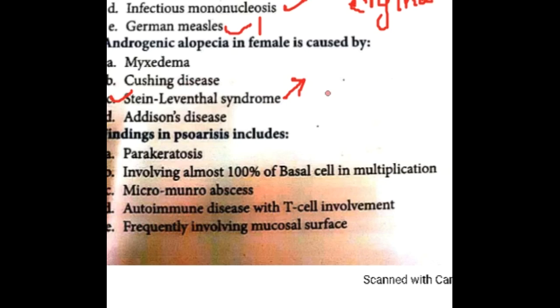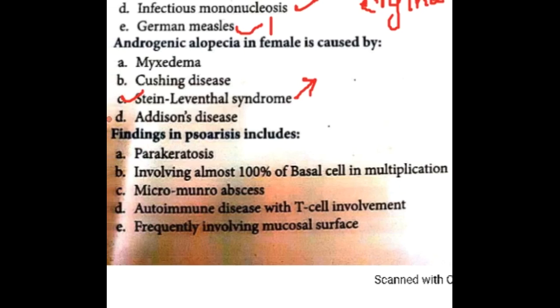Then next question. Findings in psoriasis include parakeratosis and Munro's microabscesses. It is an autoimmune disease with T cell involvement. 100% of basal cells in multiplication are involved here. Frequently involves mucosal surface: false. Mainly psoriasis involves the normal skin other than the mucosal surface.